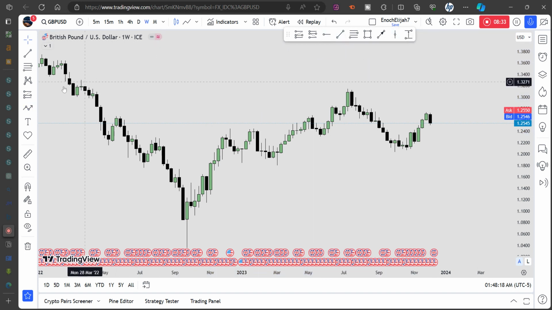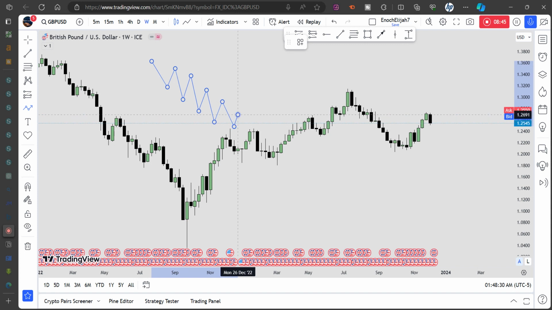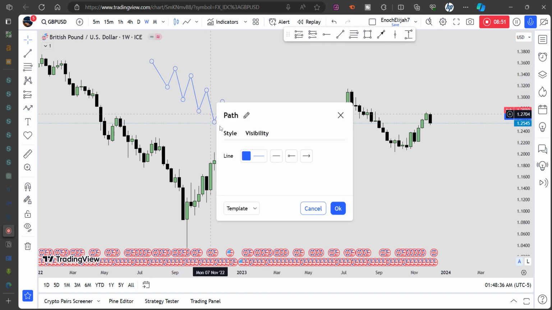For a bearish market, you have something like this. It goes lower, retraces a little bit, then lower, retrace, then lower, then retrace, and then like that. It continues going lower. This is a bearish market.